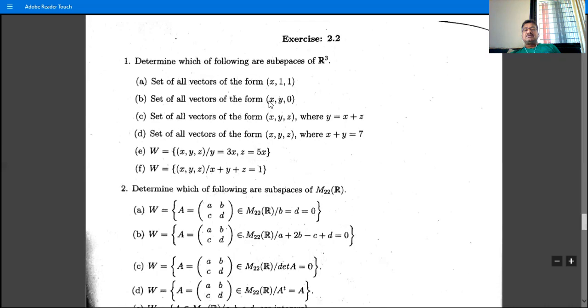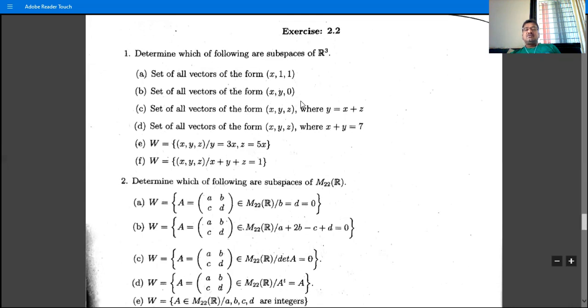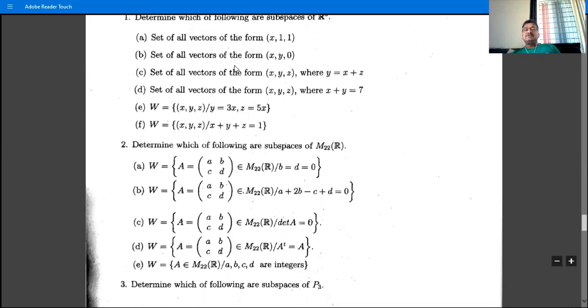The set of all vectors of this other type is closed for addition and scalar multiplication. This is the second one. This set is a subspace. Similarly, this set is a subspace: y is equal to x plus z means x minus y plus z is equal to 0. This is the condition, of the form ax plus by plus cz is equal to 0, and this is a subspace.